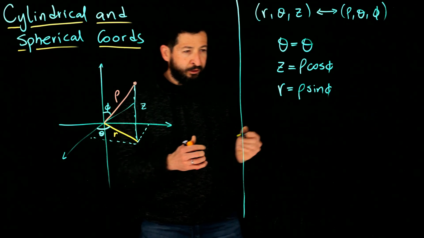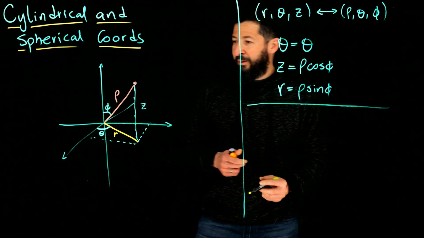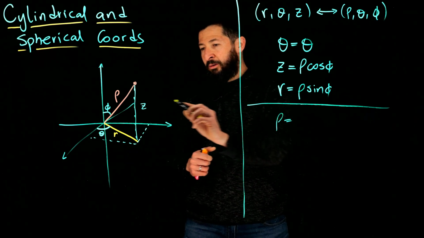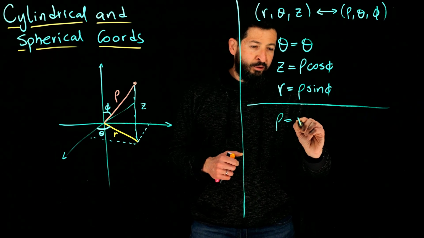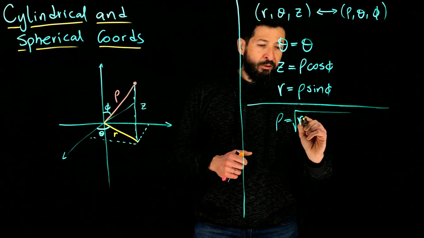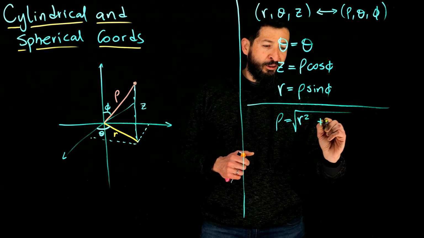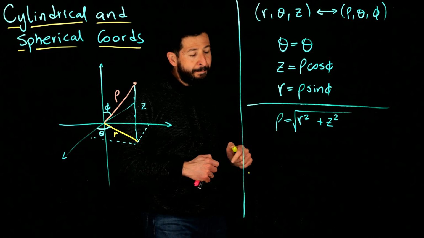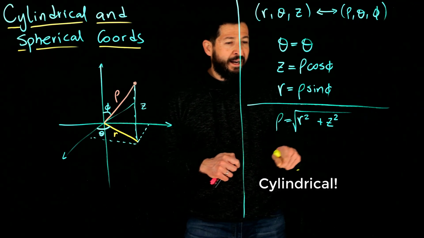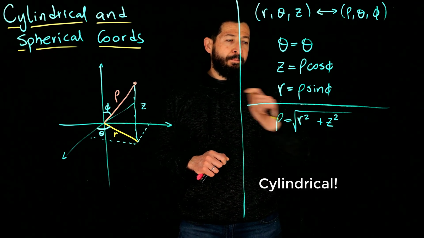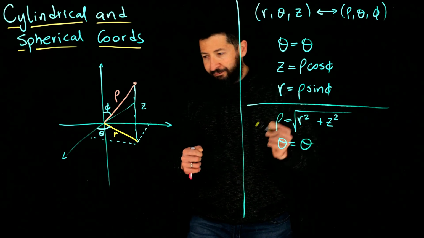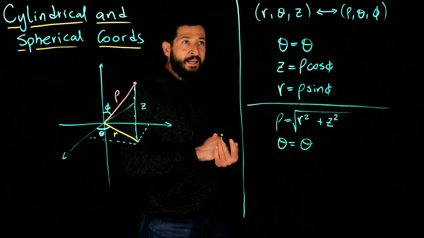So the way you do it is by doing a Pythagorean theorem. So you get rho squared is going to be equal to z squared plus r squared, which is going to just give you that rho is the square root of r squared plus z squared. So if now I have my point in cylindrical coordinates, I can find rho by plugging it into here. And now theta, again, we said theta equals theta. Very tautological.